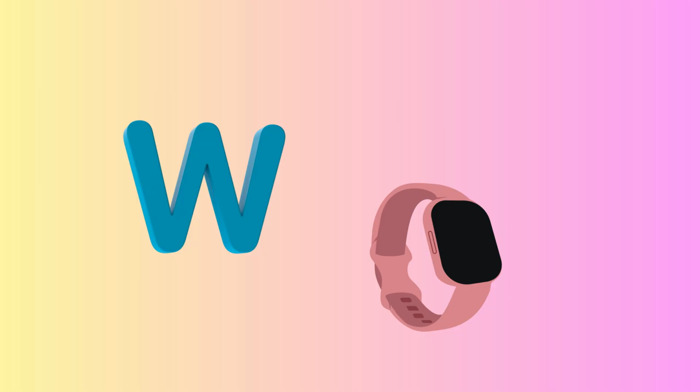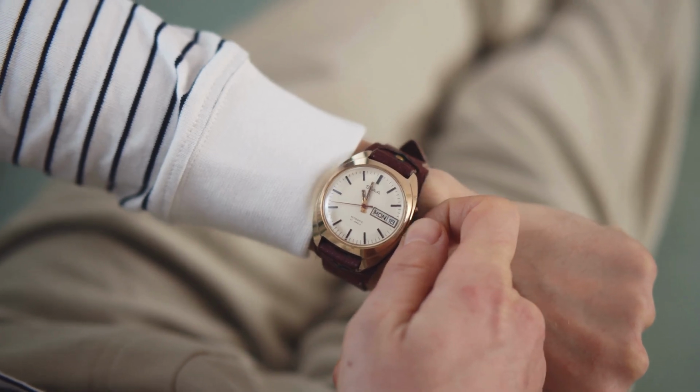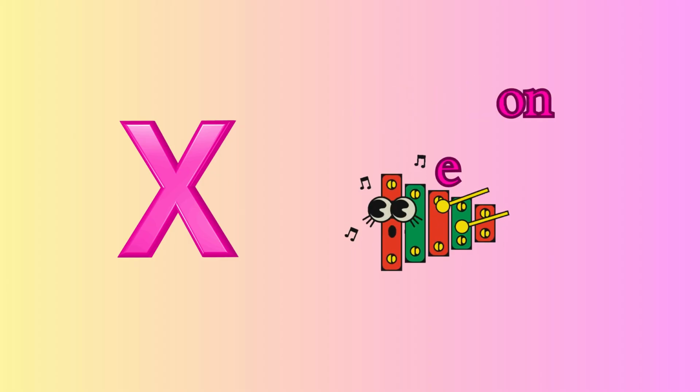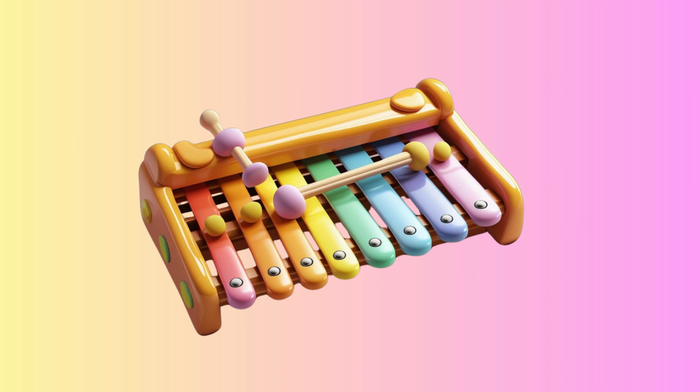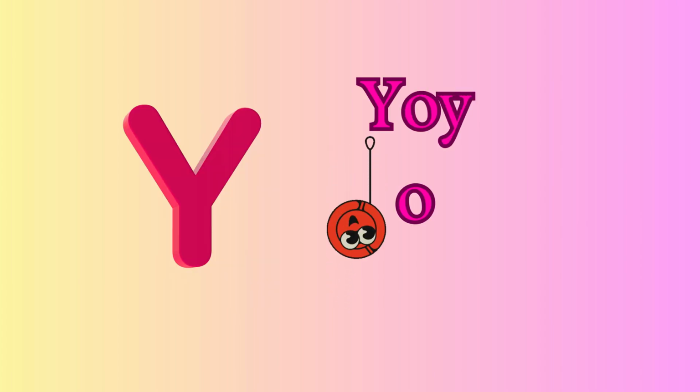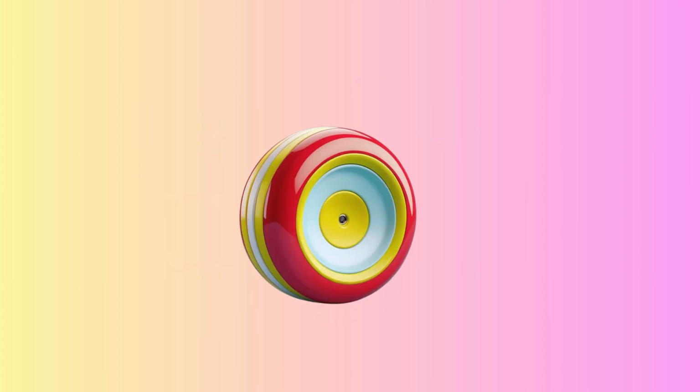Playing violin. W is for watch, W, watch. Ticking watch. X is for xylophone, X, xylophone. Musical xylophone. Y is for yo-yo, Y, yo-yo.